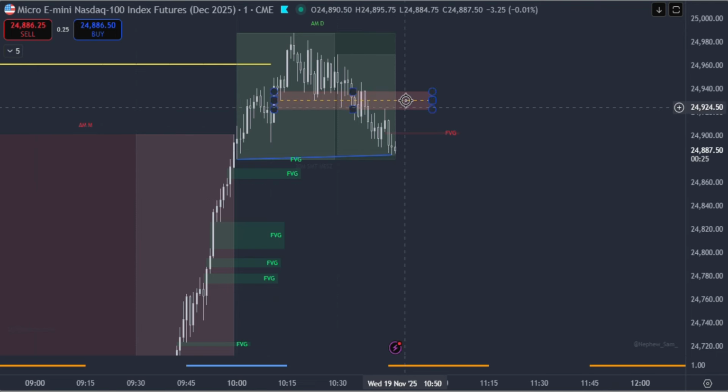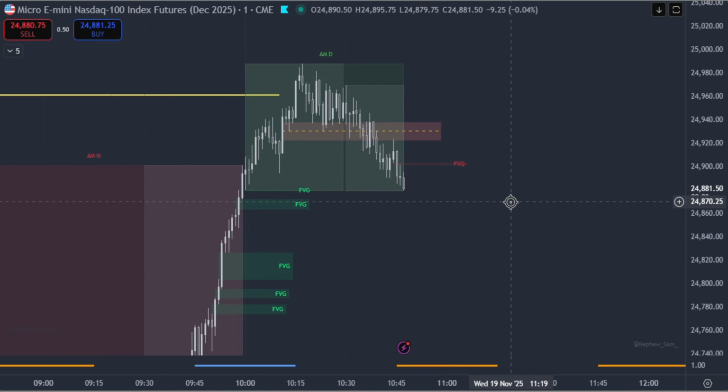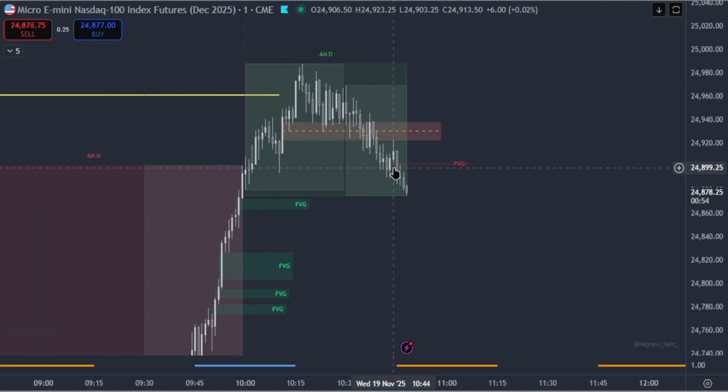We want to look for another form of manipulation, another form of SMT to have an entry. Okay, because I don't want to just pull the trigger. I mean, if you want, you can pull the trigger there, but I want to see another form of manipulation, another form of SMT, a fractal SMT, if you want to have precise stop losses. If you want a small stop loss, then you want to have it wherever there's a fractal SMT.